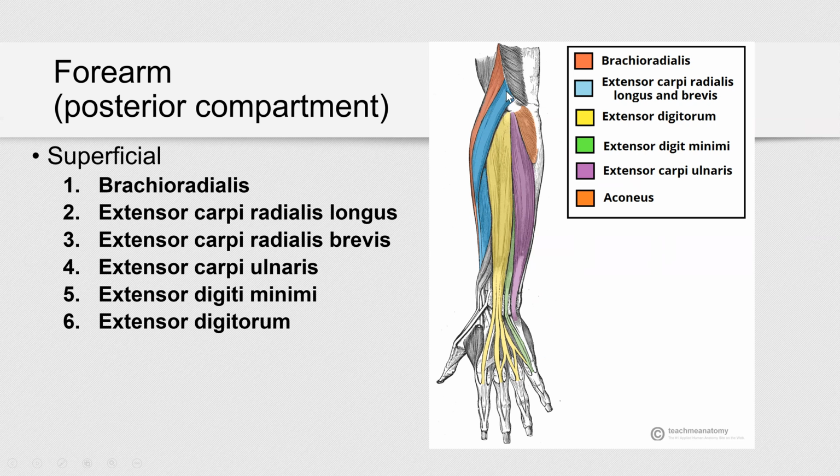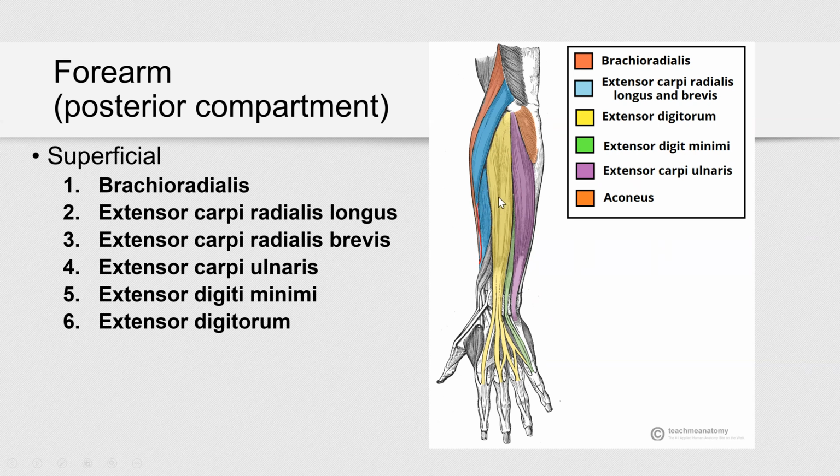So we have extensor carpi radialis longus, and then extensor carpi radialis brevis. They're both in blue over here. Longus just has a long tendon. That's why it's extensor carpi radialis longus. This one, extensor carpi radialis brevis.